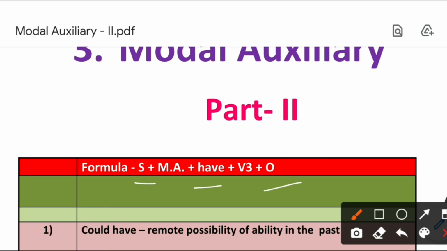If you want to go deeper into what is subject verb object, please watch my previous video on subject verb and object. The link is given in the description box.